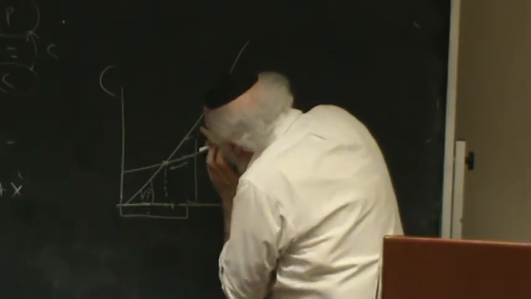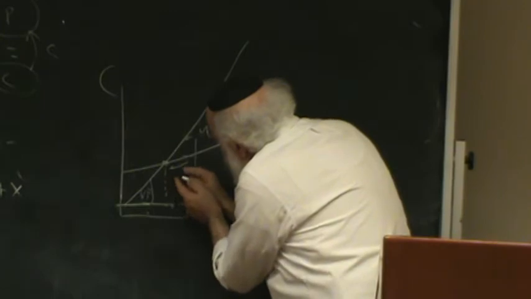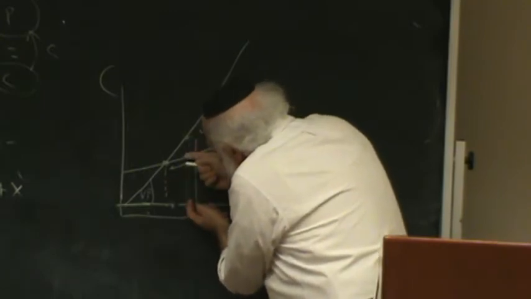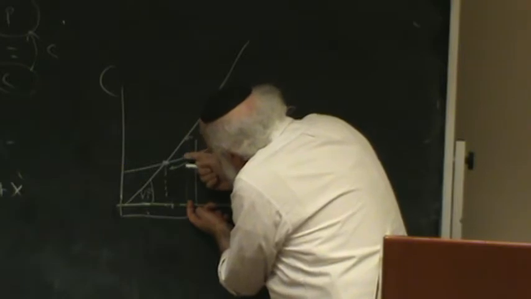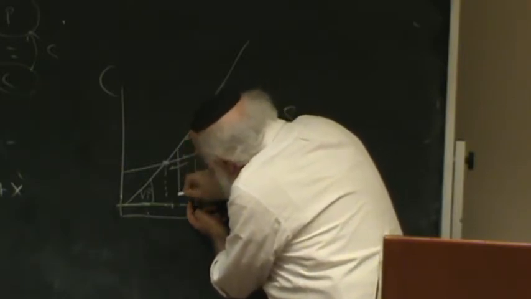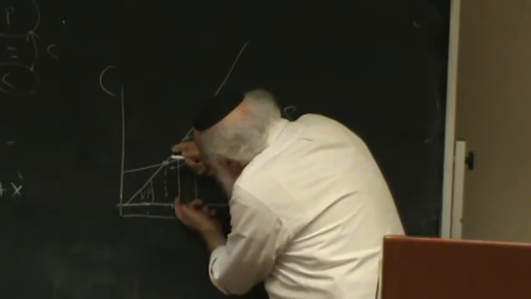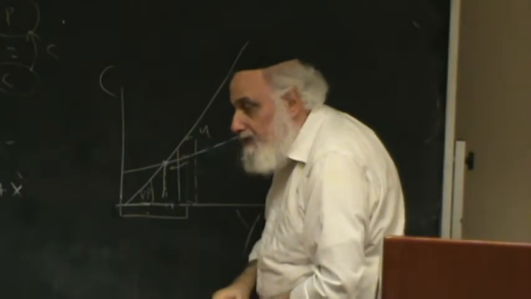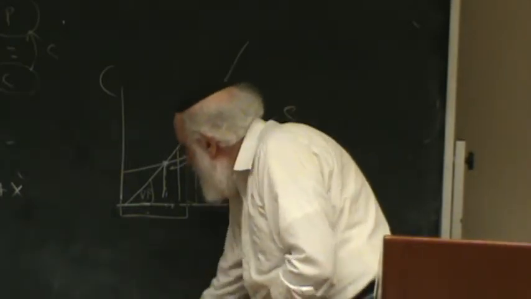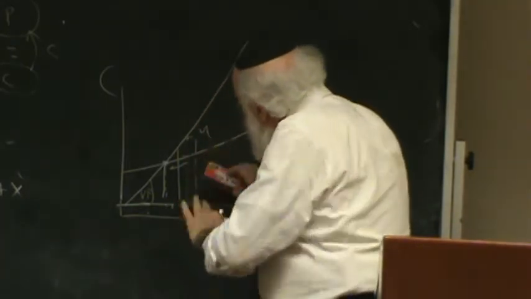And so at any point beyond the equilibrium point, Y is greater than C. But if he's getting more than he's giving back, he's going to continue to produce. So Y equals C is right over there.